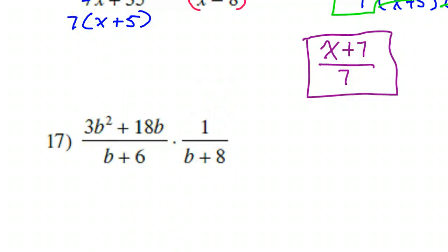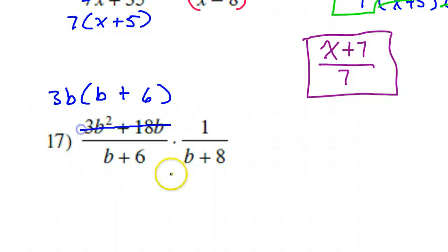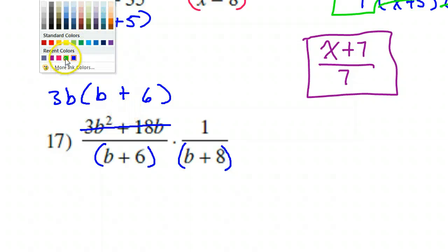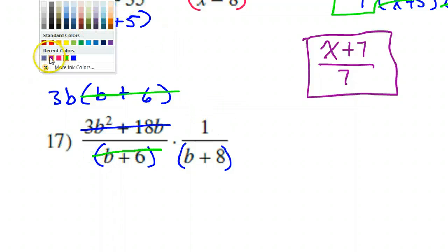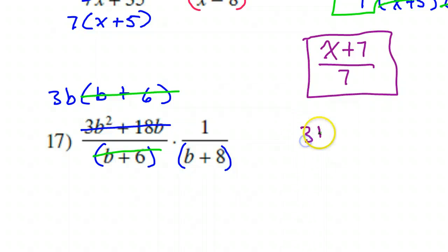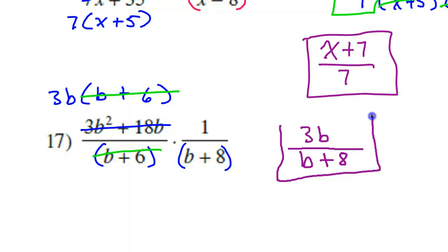Alright, let's do the same thing again. So here we have a GCF of 3b. If I pull out 3b, that's going to leave behind b plus 6. Now in the denominator, I see I have a b plus 6. So I can cancel out the b plus 6. That's going to leave me with 3b in the numerator over b plus 8. And that's the final answer.